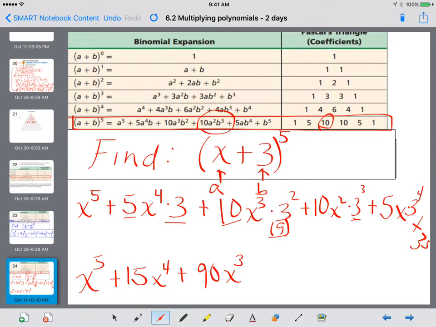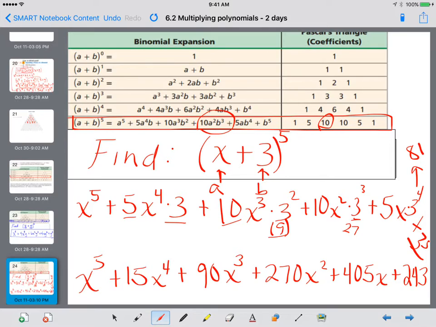Here, 3 to the third power, that's 27. And 27 times 10 is 270. And we've got x to the second power for that term. Now I've got 3 to the fourth. 3 to the fourth is 81. And 81 times 5 is 405. And that term has an x. Plus the final thing, 3 to the fifth power. Well, that would be 243.